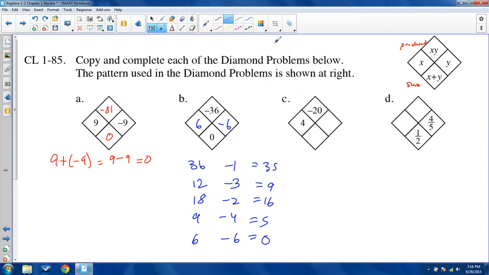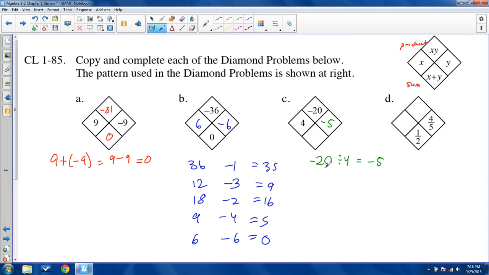Okay, part C. I have negative 20 as my product of two numbers. One of the numbers is 4. So what's the other number? We take negative 20, divide by 4, to get negative 5. That's what that other number is. Remember, 4 times negative 5 is negative 20. So the opposite effect goes: divide negative 20 by 4.